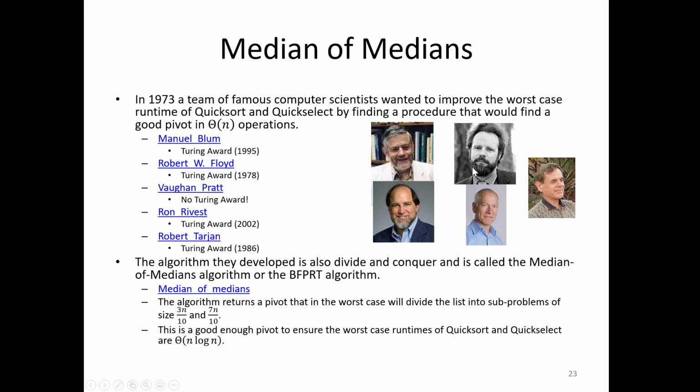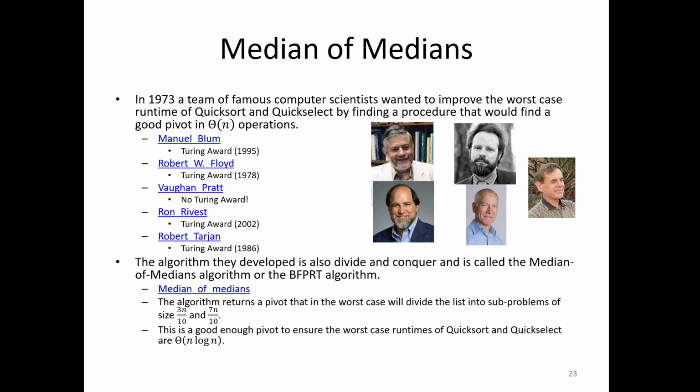Next, I have Robert Floyd. Robert Floyd is well known for a few algorithms, the Floyd-Warshall algorithm most notably. Robert Floyd was awarded the Turing Award again for his contributions in 1978. He did a lot of work in graph algorithms and also on parsing. And unfortunately, he passed away in 2001.